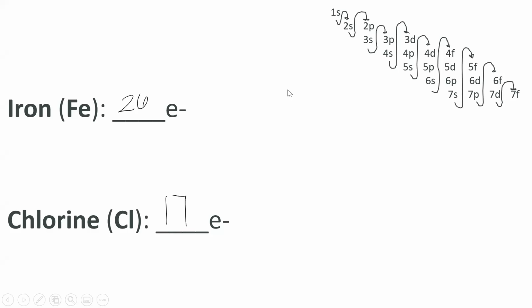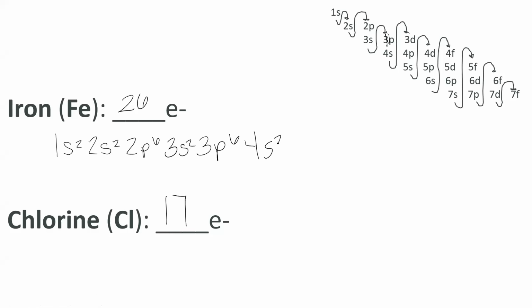All right, here we go. Iron. See if you got the same answer as me. 1s2, 2s2, 2p6, 3s2, 3p6. I'm going to check. 2, 4, plus 6 is 10, 12, 18. So I'm at 3p. I got to keep going. 4s2 would give me 20.